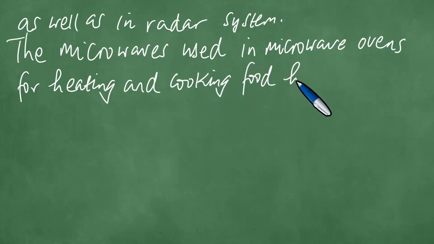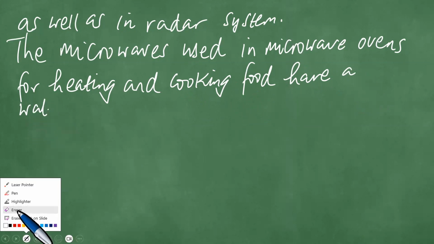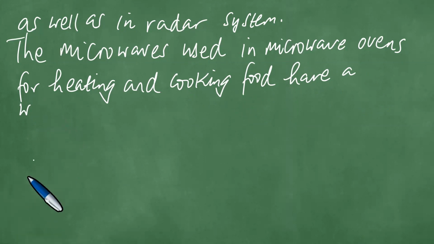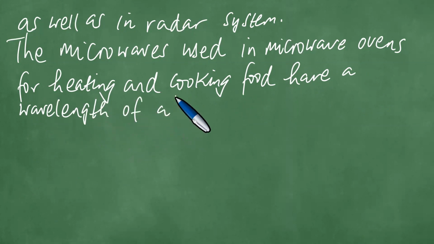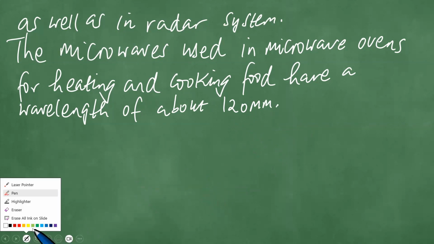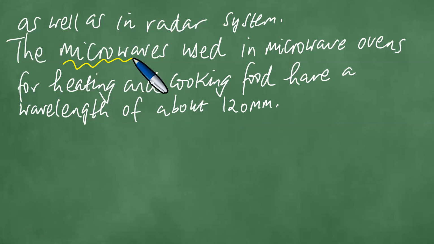Food have a wavelength of about 120 millimeters. Okay, now we're speaking about the cooking that we do. So there are certain microwaves that are used in the microwave ovens. So the microwaves are under radio waves. But the microwaves that are used in the ovens, in the kitchens for heating and cooking food, have a wavelength of about 120 millimeters.